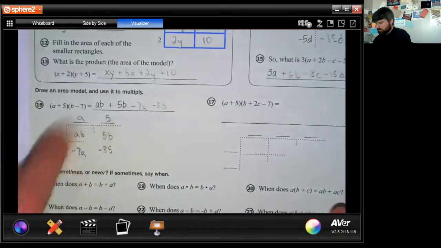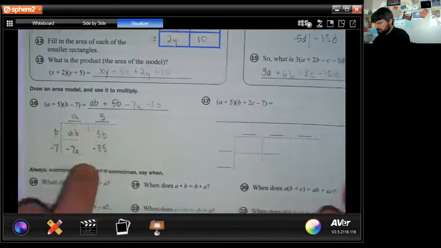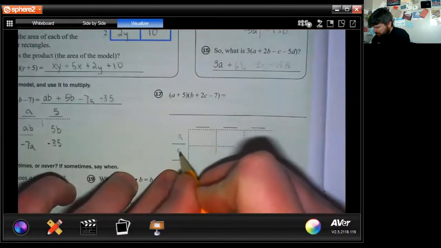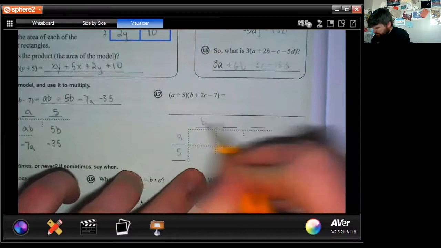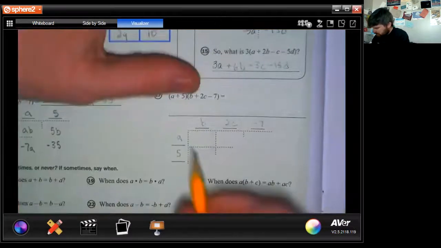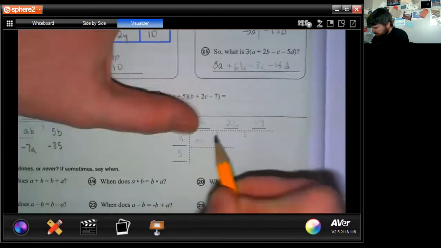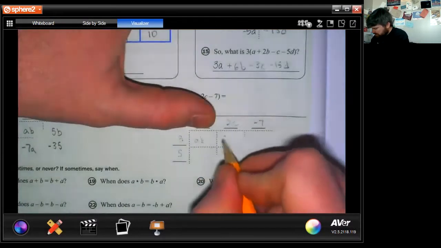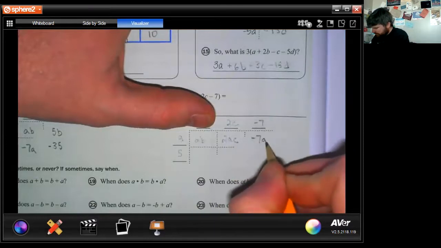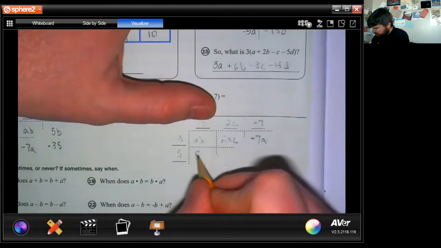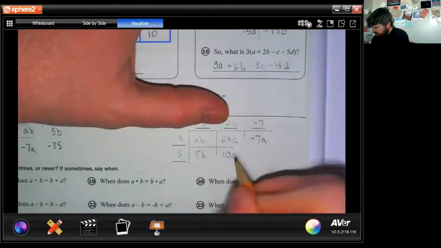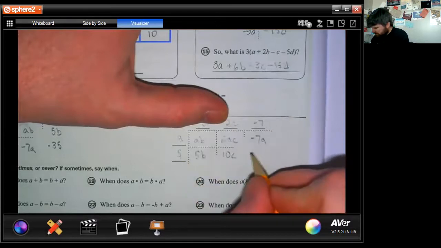Okay, and this is the part where hopefully we can start visualizing in our head when we do these. So we have a plus 5 times b plus 2c minus 7. Okay, so we've got ab, and then a times 2c is 2ac. A times negative 7 is negative 7a. 5 times b is 5b. 5 times 2c is 10c. And 5 times negative 7 is negative 35.